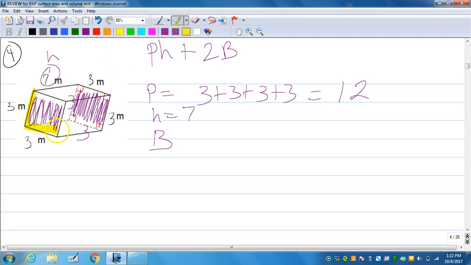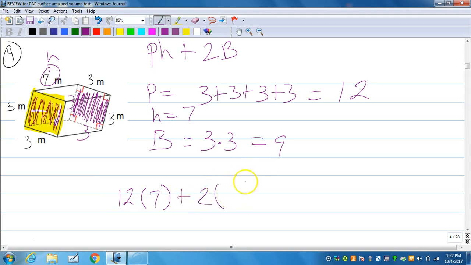And the area of the base is a square. How do you find the area of a square? Length times width, and length times width means 3 times 3, which is 9. Plug in all those numbers to the formula. You're going to get 12 times the height, which is 7, plus 2 times the area of the base, which is 9. You put all that in the calculator, and you should get 102 meters squared, whatever.